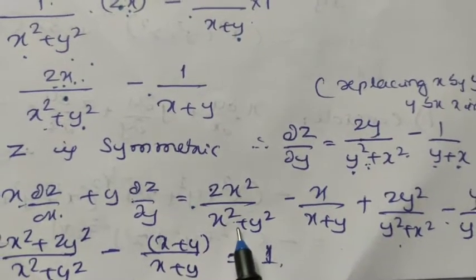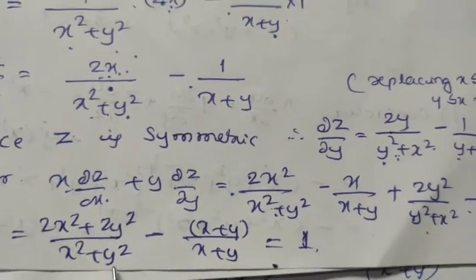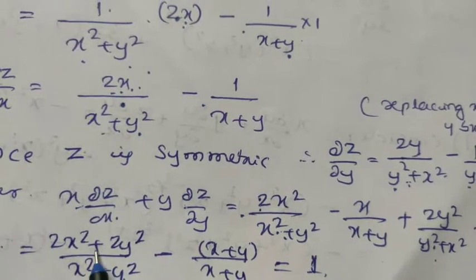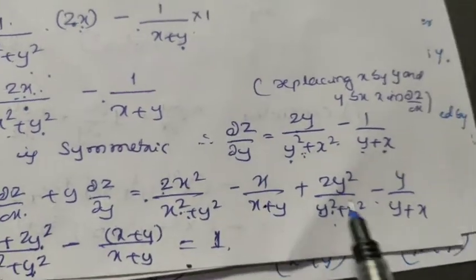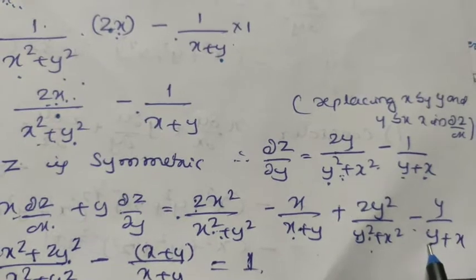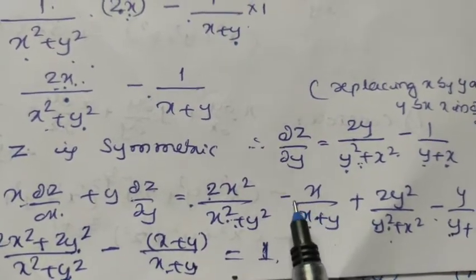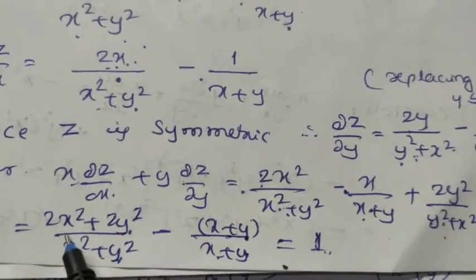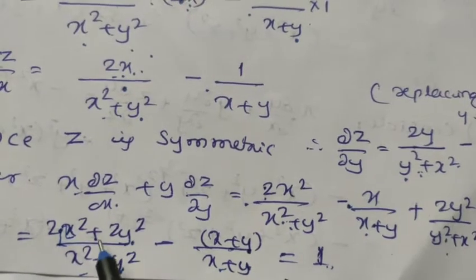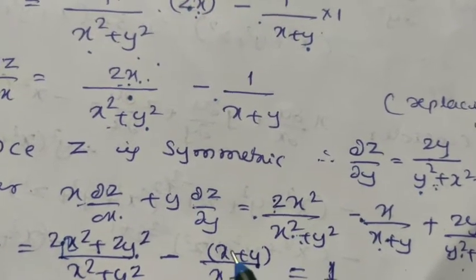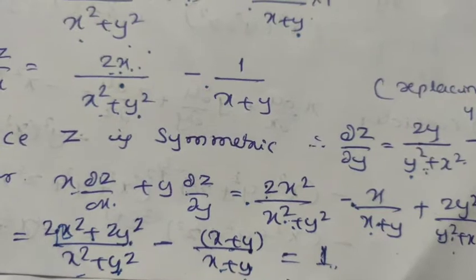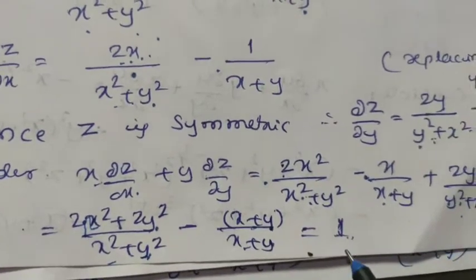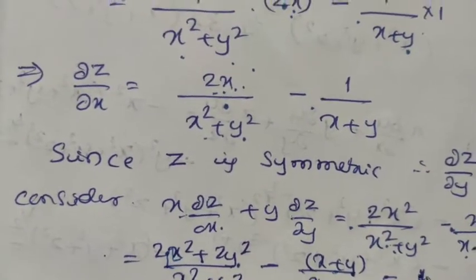So these two denominators are the same. Let us take the LCM, x square plus y square, then add their numerators, it is 2x square plus 2y square. Again these two denominators are the same, so we can take these two terms together. Here x plus y is the LCM, and taking minus common, it is x plus y. So here 2 is common, then x square plus y square cancel, minus x plus y divided by x plus y, and this is simply 2 minus 1, which equals 1.